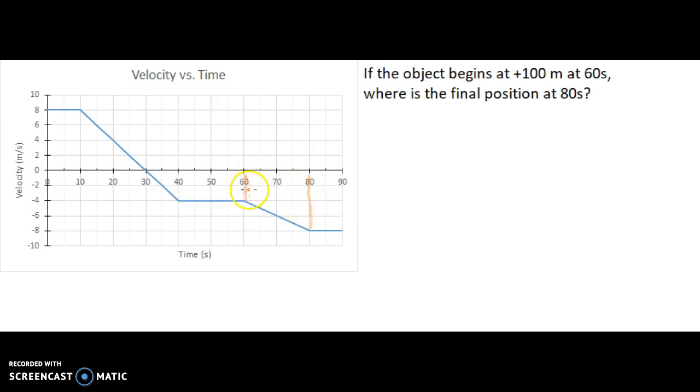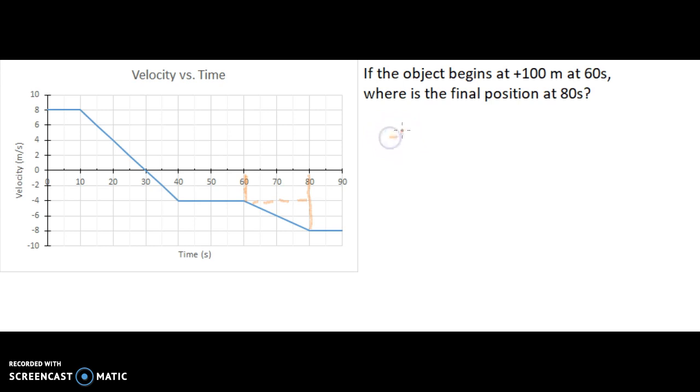So our goal here is to find the displacement between 60 and 80, which again is between the time axis and the function. The area will give us what the displacement is. So if we break this into a rectangle and a triangle, we can find the displacement.